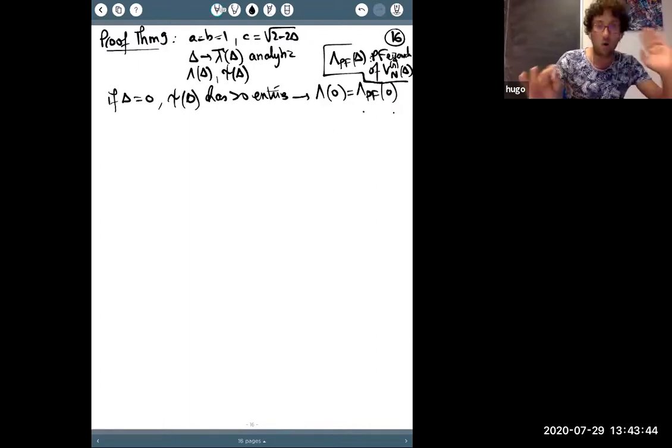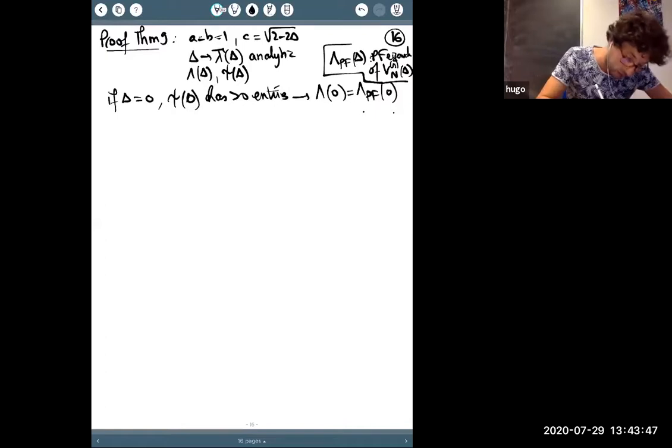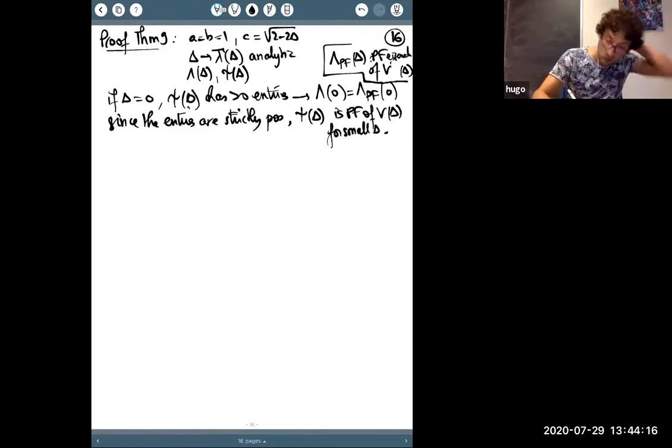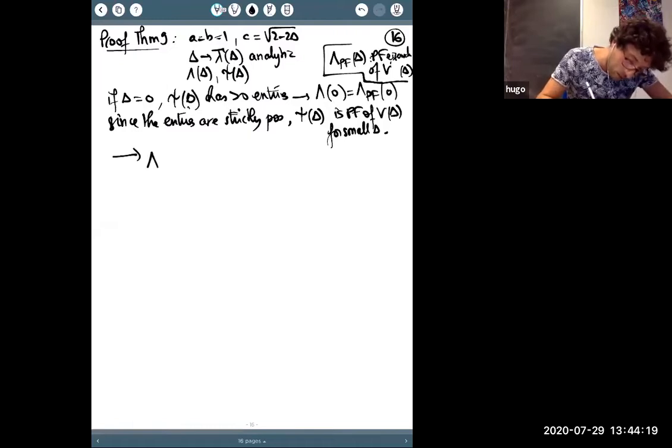Okay, so at 0, everything is fine. And since the entries are strictly positive, you're entirely right, Rick, psi of delta is the Perron-Frobenius eigenvector of V of delta for small delta. Let me drop the dependency on N because it's not relevant here. So this is perfect, because that tells me that lambda of delta is equal to lambda Perron-Frobenius of delta for small delta.